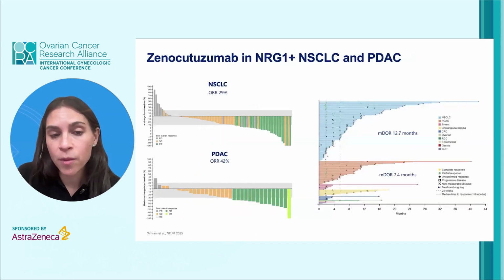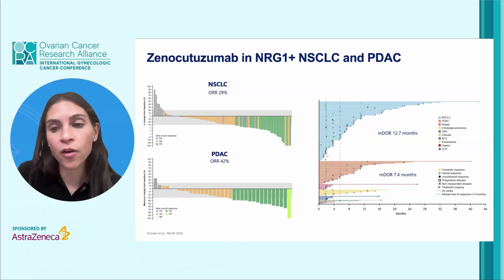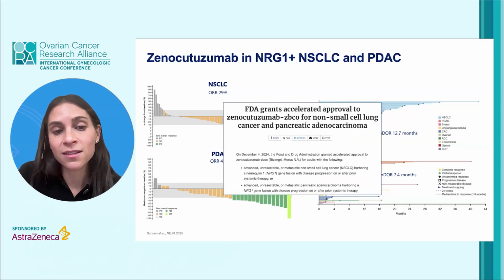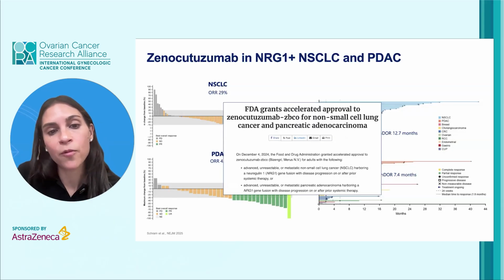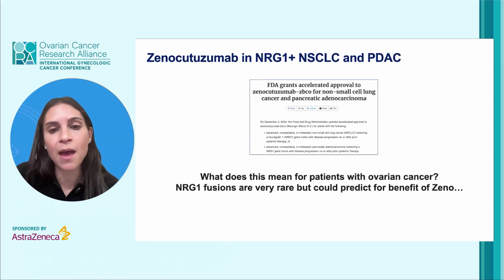If you pull out the lung cancer and the pancreatic cancer groups, these were the groups that enrolled the most patients, and the response rates were clinically meaningful. The durability was clinically meaningful. And on the basis of this data, the FDA recently granted accelerated approval to zenocutuzumab for patients with pancreatic and lung cancer. But what does that mean for patients with ovarian cancer? NRG1 fusions are very rare, but could predict for benefit to zenocutuzumab.